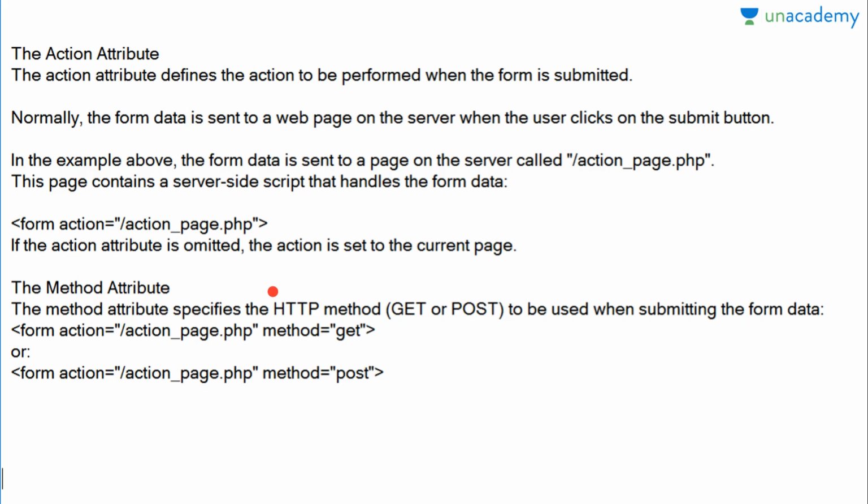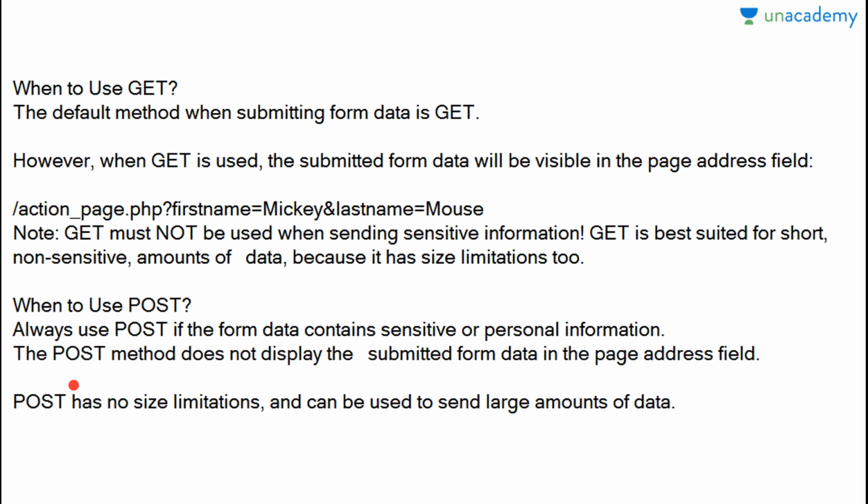Now let's talk about the method attribute. We have seen that we can use the form tag with the get method or post method. How to use that? Let's see. The get method is less secure and the post method is more secure. We can apply that using form action equals actionpage.php, method equals get, and also form action equals actionpage.php, method equals post. These are the two method attributes that we can apply in our form.